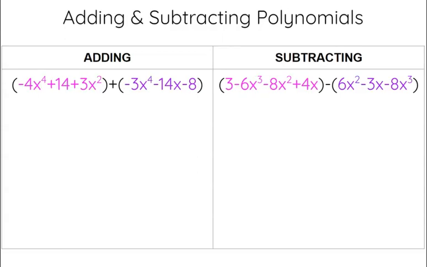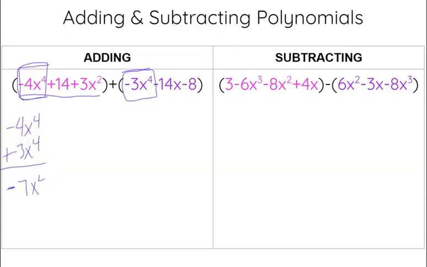So we are going to start with this pink parenthesis. We have negative 4x to the 4th plus 14 plus 3x squared. So I'm going to start with the first term there. I'm going to take that negative 4x to the 4th, and I'm going to look at the purple parenthesis and see if anything else has an x to the 4th power. Since it does, I have two like terms that I can add up. So I can do negative 4x to the 4th plus negative 3x to the 4th. Negative 4 plus negative 3 is negative 7x to the 4th.